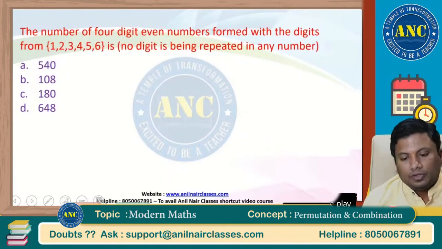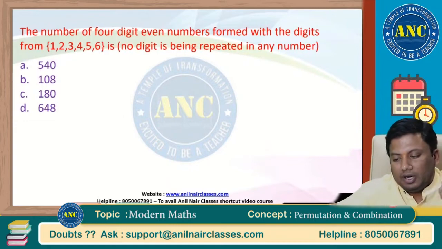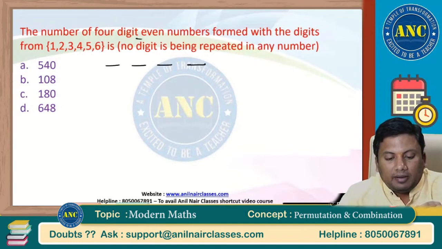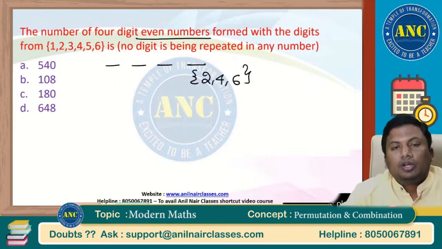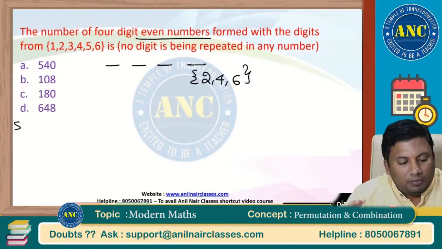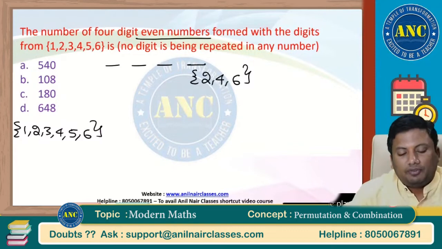Next question. Number of 4-digit even numbers. Even numbers means the unit digit can be 2, 4 or 6. So totally how many digits are there? 1, 2, 3, 4, 5, 6.